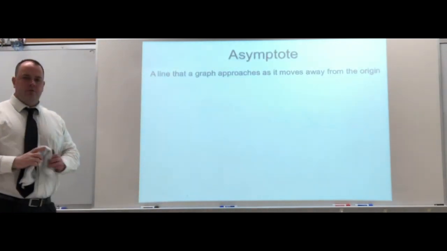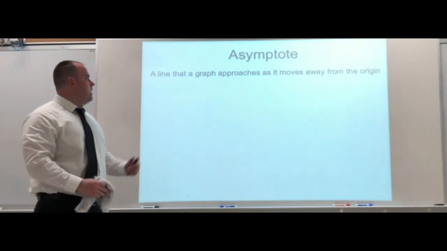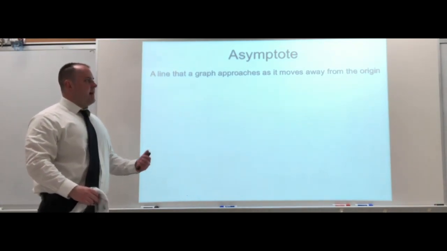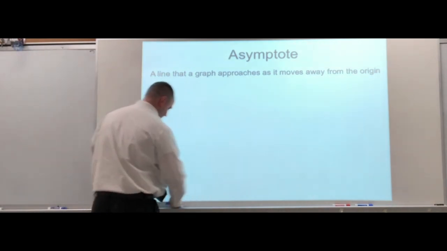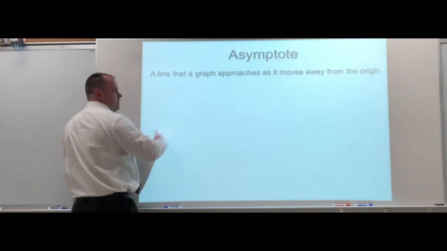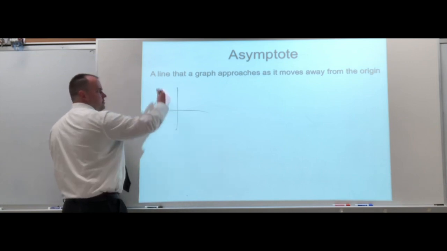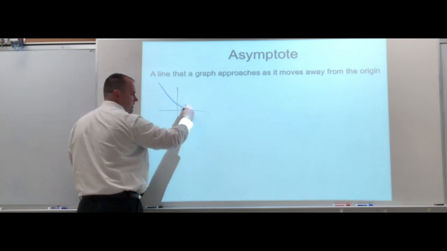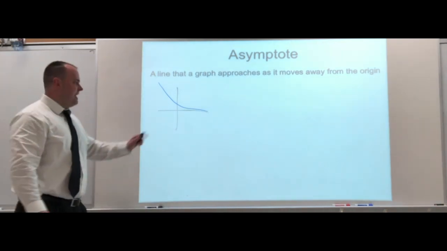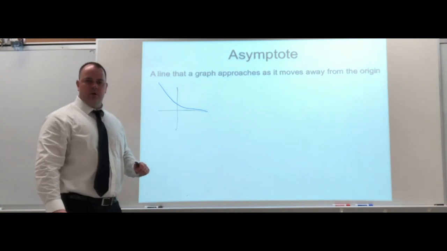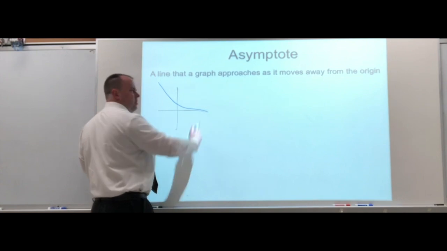Here we have asymptotes. Now you're going to talk much more about these when you get to pre-calculus and calculus. This is a line that the graph approaches as it moves away from the origin. So if we are looking at exponential decay, coordinate plane again. Exponential decay has a graph that is starting up high and going down. It's getting closer and closer to that x-axis. That x-axis would be the asymptote. As it's moving away from the origin 0, 0, it's getting closer and closer.